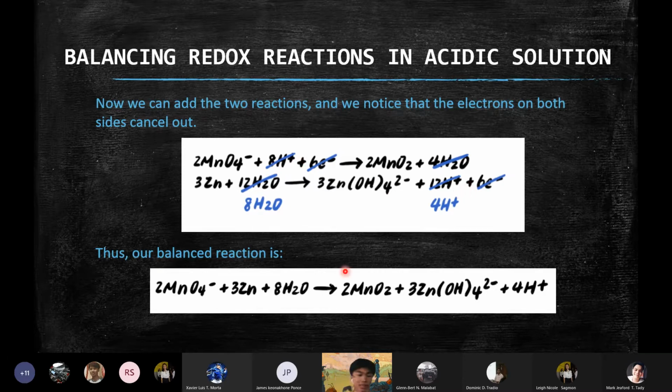Now our balanced equation is 2MnO4- plus 3 Zn plus 8 H2O yields 2MnO2 plus 3 Zn(OH)4 2- plus 4H+.